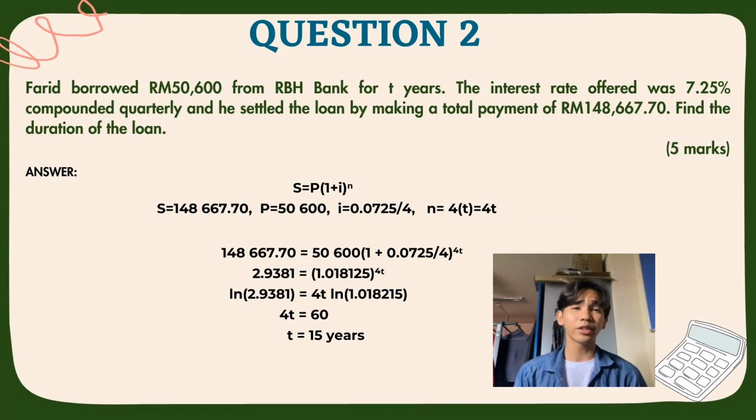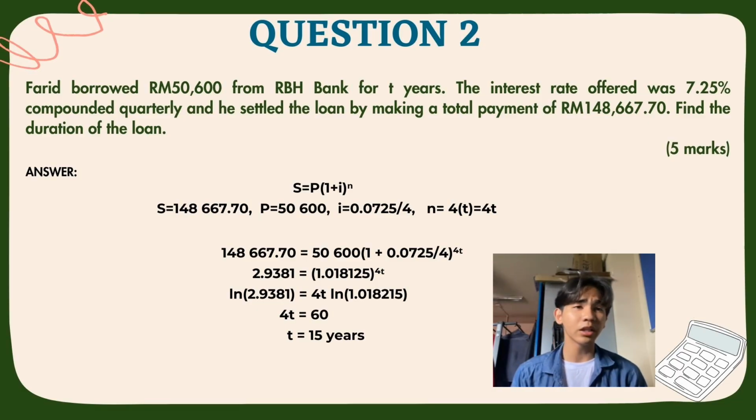Moving to question 2. Farid borrowed 50,600 ringgit from RBH Bank for 3 years. The interest rate offered was 7.25% compounded quarterly, and he settled the loan by making a total payment of RM 148,667.70. Find the duration of the loan.